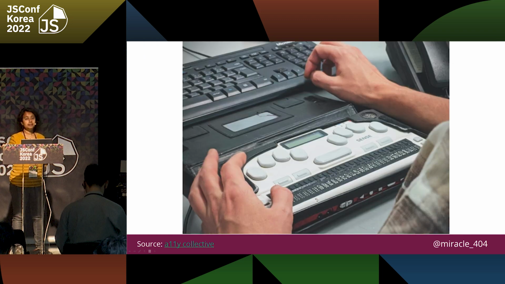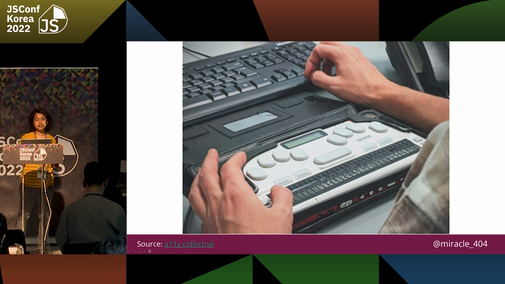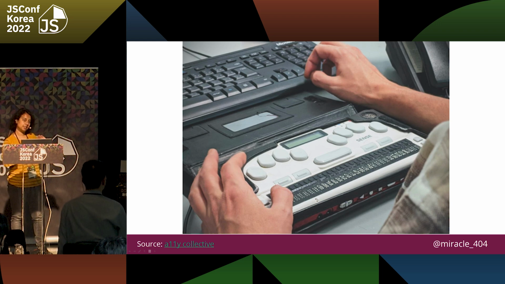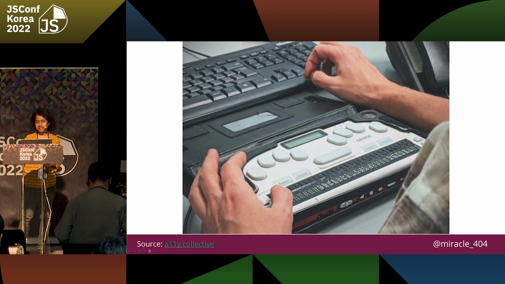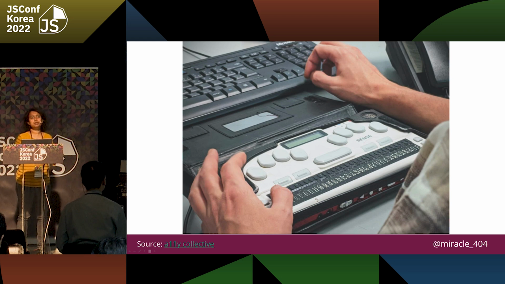And then there are also multiple other ways. There is one called a braille display. Here the output is sent to a braille display, and you can touch it and understand what is there on the screen. These are just a few of many different assistive technologies, and users use them in different ways.